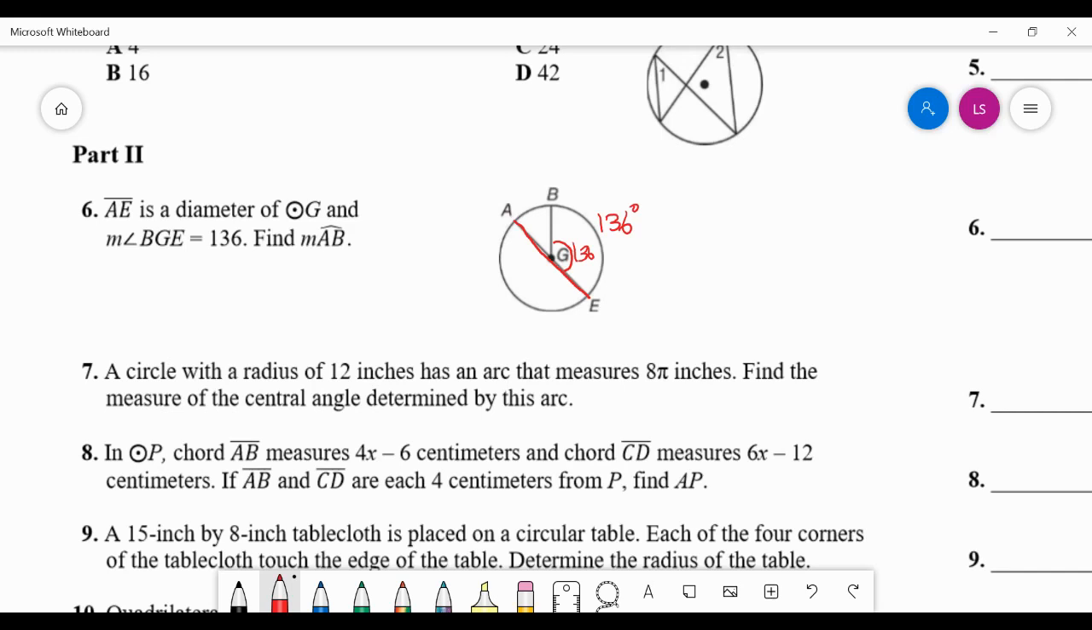Find measure of arc AB. Well, if you take a look right here, from here to here, this is a 180-degree angle. So if a piece of it is 136, what's left of it is 180 minus 136. And that is 44.